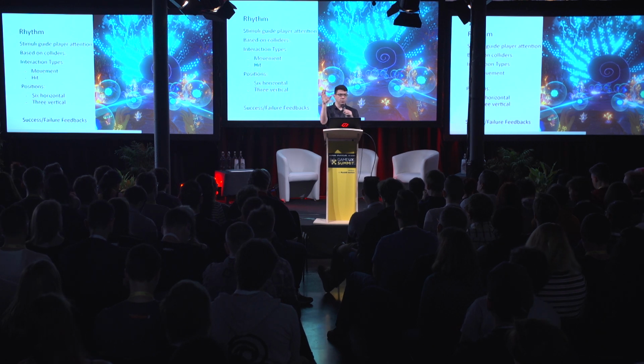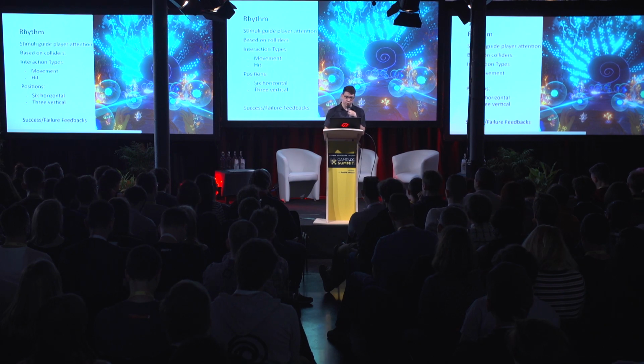It's all based on Kaleido, so people can just touch the bubbles. And we had two types of interactions, the movement and the hit. Movement, they have a vector, so you need to move according to it. And the hit was just touching the colliders. And they were distributed in a grid, so you have six horizontal positions and three vertical, so you can reach both groups with your hand.